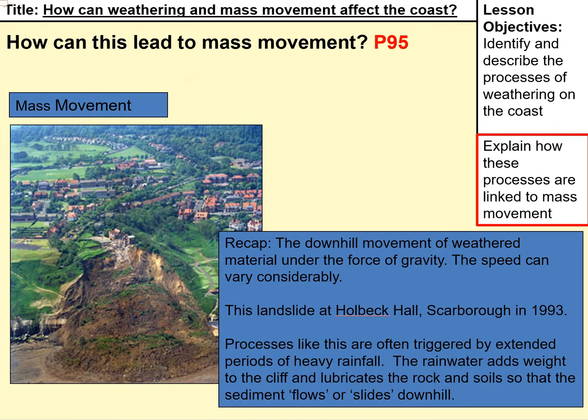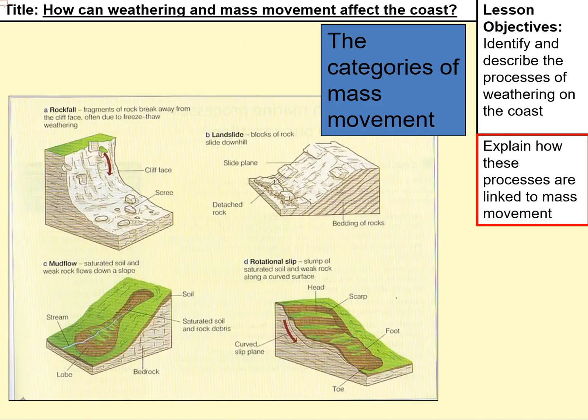So if you're going through the textbook as well, make some notes obviously on that too, but we're now going to have a little look here at this idea of mass movement. So you can see an excellent example of this here at Holbeck Hall in Scarborough. So this area was moistened and lubricated by extensive rainfall, and then led to gravity slumping this material down.